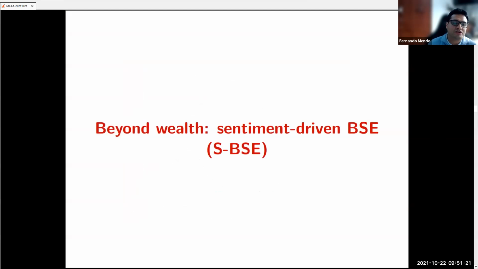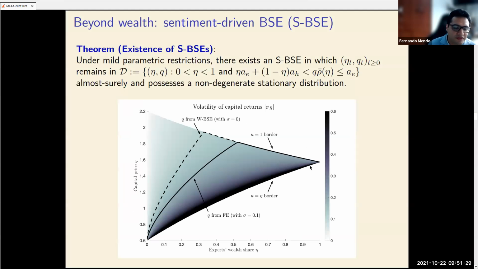Now, what we're going to show is that we can go beyond wealth as a state and have what we call the sentiment-driven Bayesian-Sunspot equilibrium. This is the main theorem of the paper. Basically, we show that under mild parameter restrictions, we can have an equilibrium that lives in this triangle. This black line is the one I was describing before, the fundamental equilibrium. And instead of having a function from wealth share to capital price, I now have a correspondence: a range of capital prices that can be consistent with this wealth share.